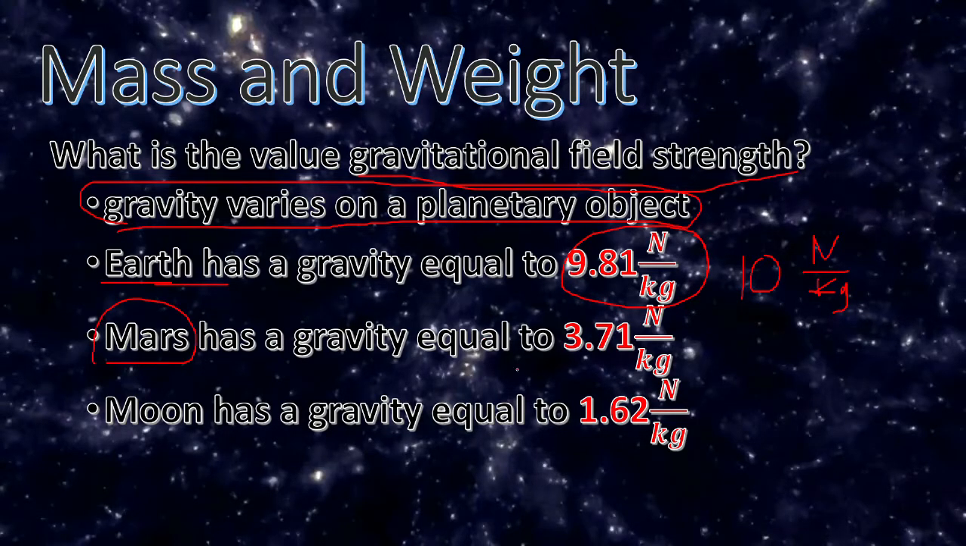On Mars, the gravity is lower, so of course Earth has greater gravity compared to Mars. So in the future, if humans go to Mars, they will feel much lighter compared to Earth. And the gravity of the moon is a bit smaller compared to Earth and Mars. Okay, so this value is very important for you to remember.